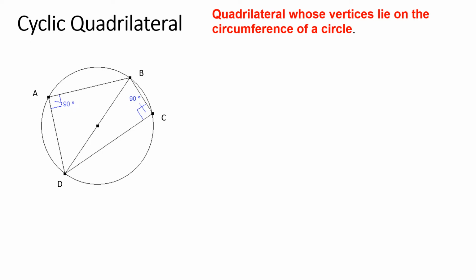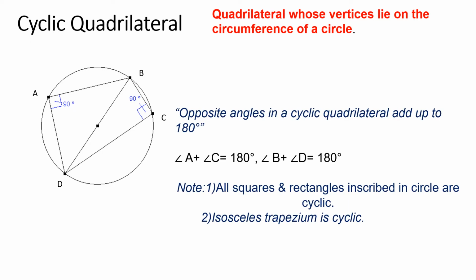One property for the cyclic quadrilateral states that opposite angles in the cyclic quadrilateral add up to 180 degrees. That means if angle A and angle C are there, then they are going to add up and give you the value of 180 degrees. It is not mandatory that these have the values 90 degrees and 90 degrees, but every time they are going to add up and give you the value 180 degrees. One special note: all the squares and the rectangles which are inscribed in the circle are always cyclic, and an isosceles trapezium is also cyclic.